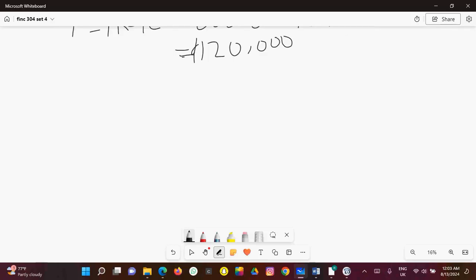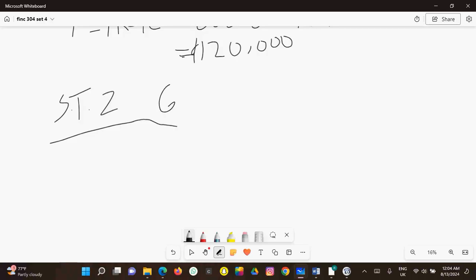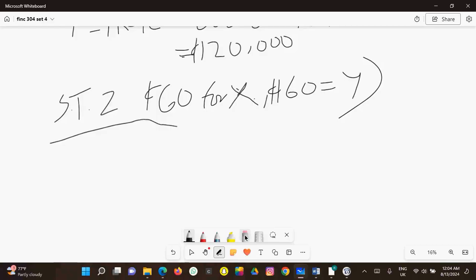Now let's go to strategy two, where it is 90 for antenna, X, and 160 for television, Y.